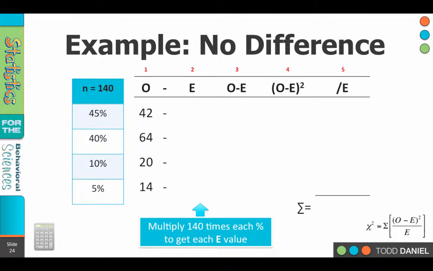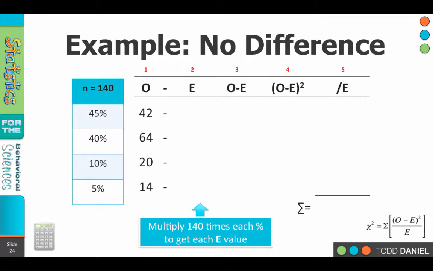In our table, we start with column 1, writing down the observed values. These are the raw counts from the comparison country. Now we need to get our expected values. Remember, there were 140 people who were sampled. Now, if the other country matches what we expect for the United States, we should get proportions of 45%, 40%, 10%, and 5%. But we must multiply those percentages by 140 to get each expected value. So we'll do this one at a time.